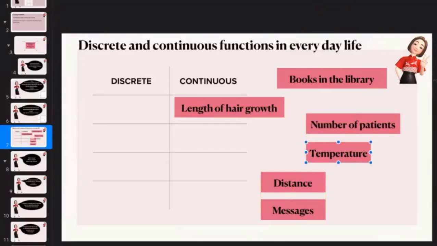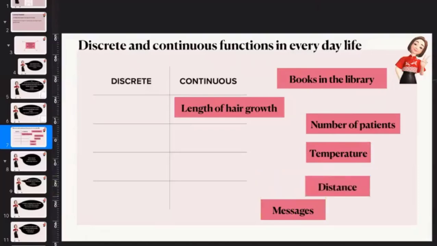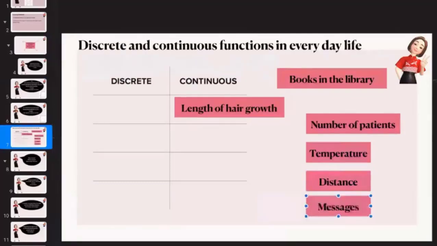Okay, so another one, book in the library. Buku dalam library tu, discrete ataupun continuous? Ini orang lain pula. Anissa, Aina Syafiqah.